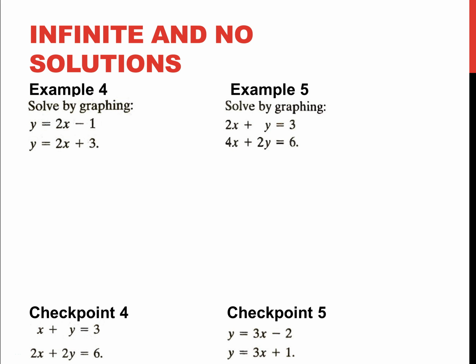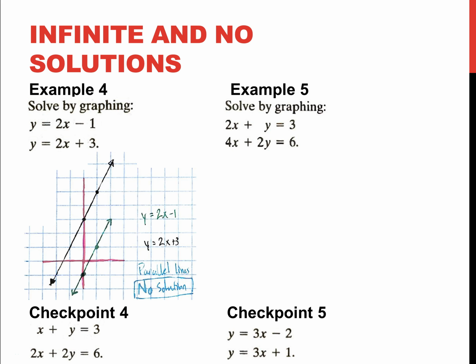Awesome. All right, so let's take a look at these two situations, example 4 and 5, and see what it means. Now, they say solve by graphing, so we're going to solve by graphing. So if I look at the first one, the key thing to note is that they have the same slope but different y-intercepts. And you see that when I graph them, they are indeed parallel, which means there is no solution.